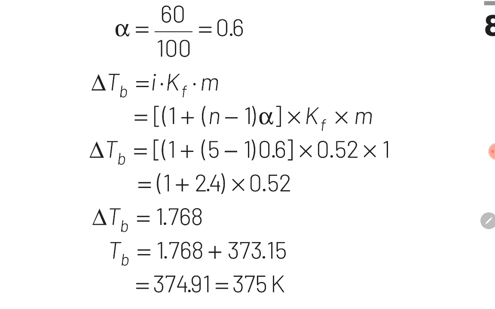So guys, on substituting all of these values, we'll obtain the value of ΔTb as 1.768, which is our final answer. So guys, with this, we have completed this question. Let's move ahead to the next slide.